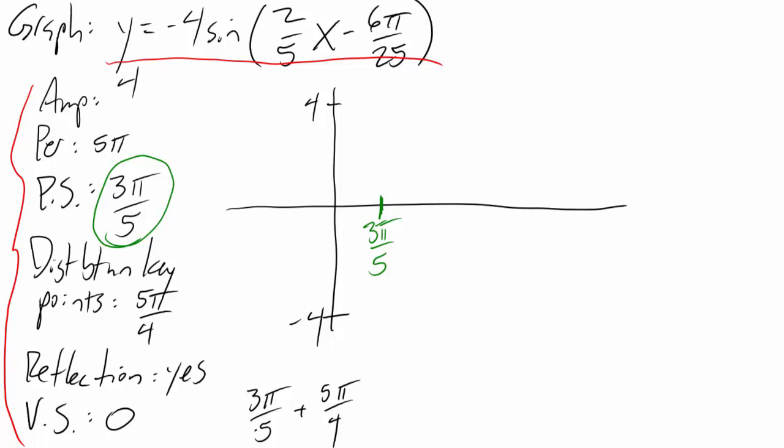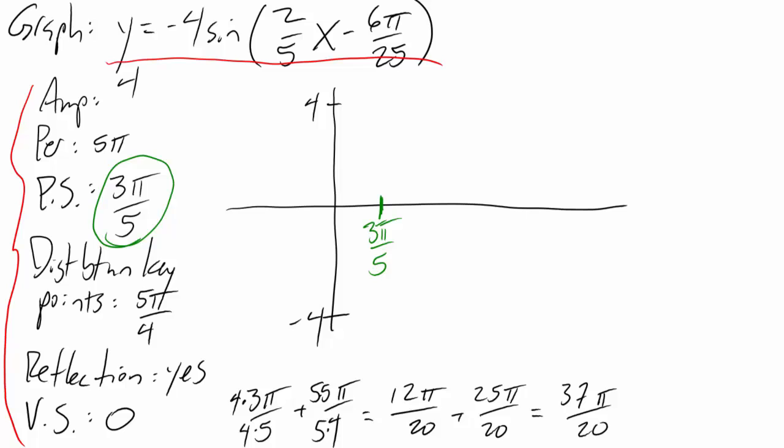So we're going to multiply our first fraction, top and bottom, both by 4, and the second fraction we're going to multiply top and bottom both by 5. So this gives us 12 pi over 20 plus 25 pi over 20, which is 37 pi over 20. Right. So that's our next point along the way here.